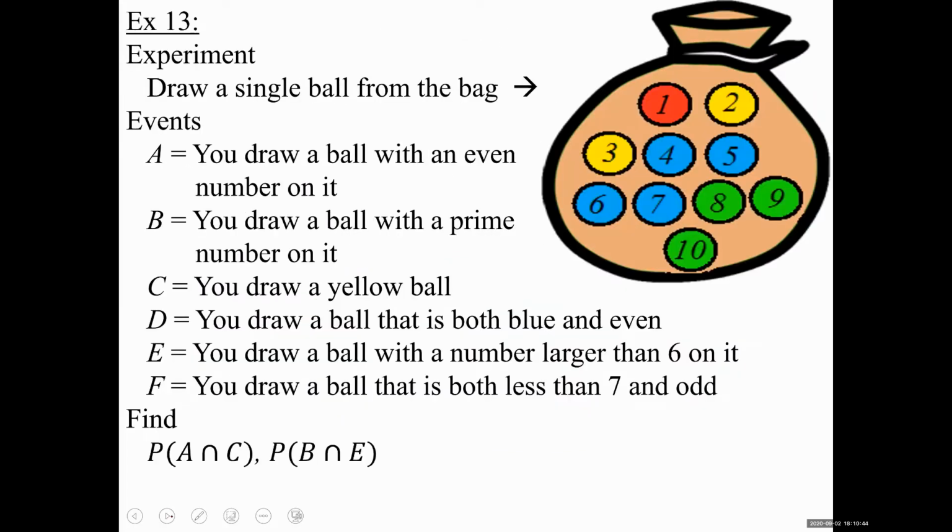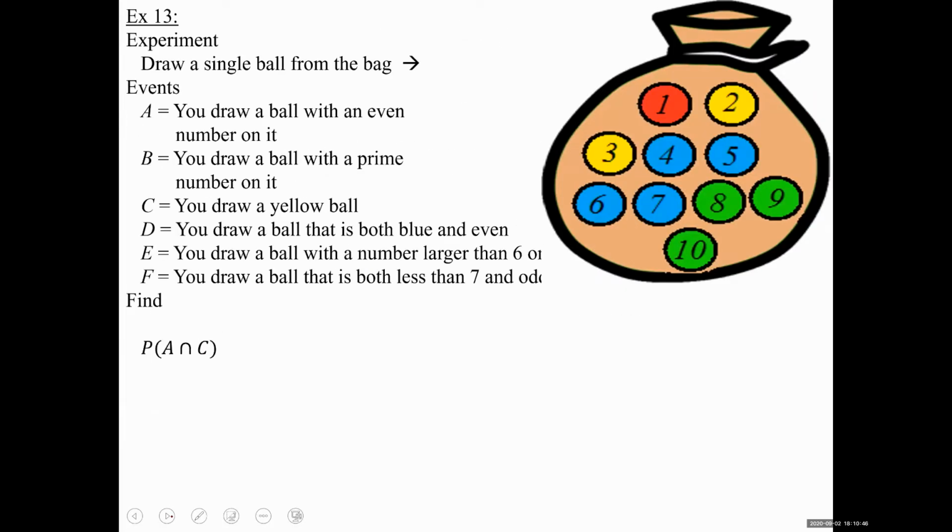So here we go. Example 13. In this example, we're drawing one ball out of this bag, and it says to find the probability of A and C. Let's see what A is. A is even, and C is yellow. This is saying find the probability you get a ball that's even and yellow. Now there's two different ways to do this problem. Just like when we did OR problems, there were two ways to do it. When you do AND problems, sometimes there's two ways to do it.